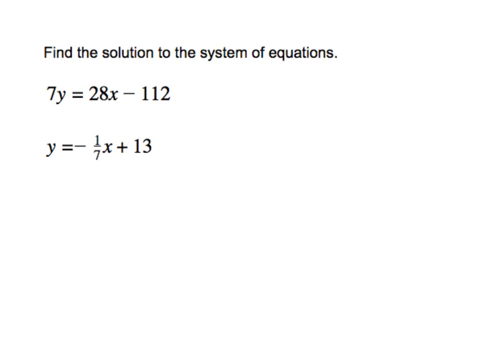To find a solution to a system of equations, you're looking for the point where the two lines cross, or another way to state it is the ordered pair, the x and y value, that makes both equations true. So in this situation, we have one of the equations already solved for one of the variables. It's solved for y equals.